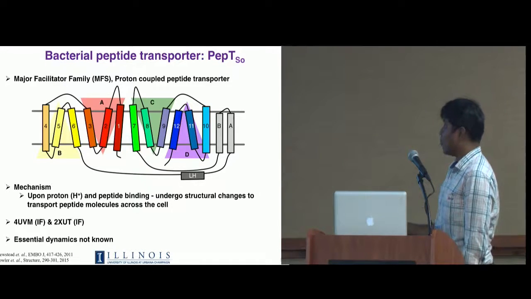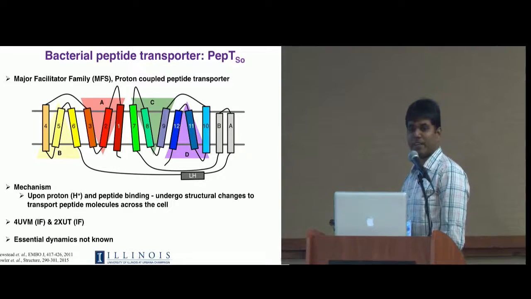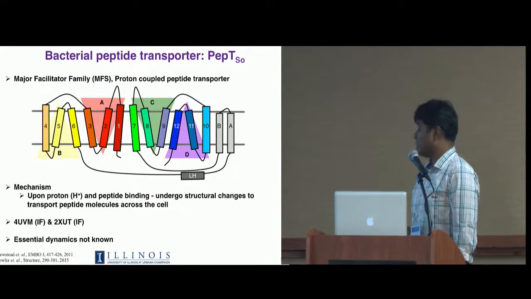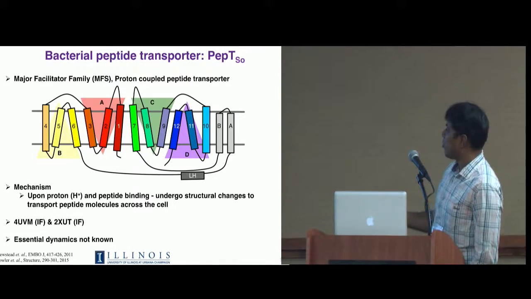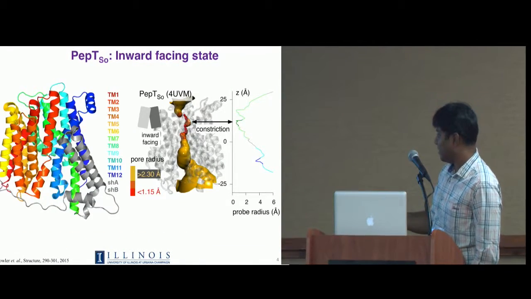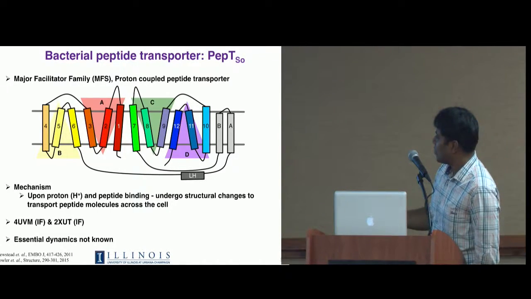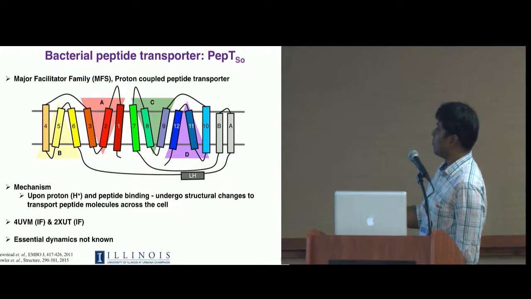Today I will be talking about a bacterial peptide transporter, which is a close homologue of the human peptide transporter that transports dipeptide and tripeptide amino acid molecules that are essential for functions. Here I am showing the topology of this transporter protein. It belongs to the MFS, the major facilitator superfamily of proteins. Helices 1 to 6 belong to the N-terminal domain, and 7 to 12 belong to the C-terminal domain, and the N-terminal and C-terminal domains are connected by two short helices, A and B.